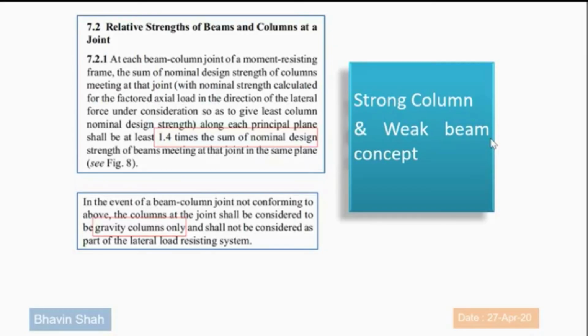Okay, this is the most important part, which talks about the relative strength of beams and columns at a joint. It is basically the strong column weak beam concept. As per the code, the strength of the column should be 1.4 times higher than the capacity of the beams connected to the column in a particular principal direction. Now there are practical difficulties when we have large span beams, as the sizes of columns may sometimes become impractical. So we need to consider this clause.